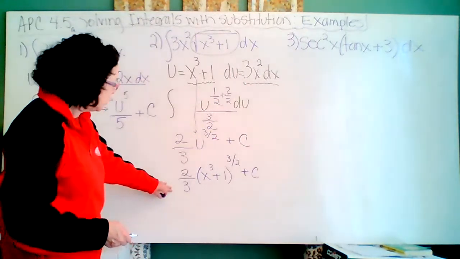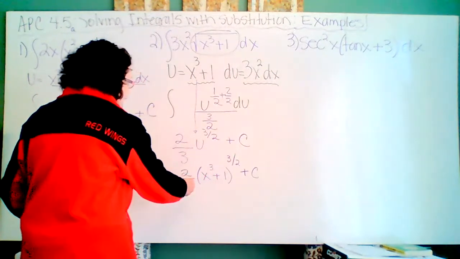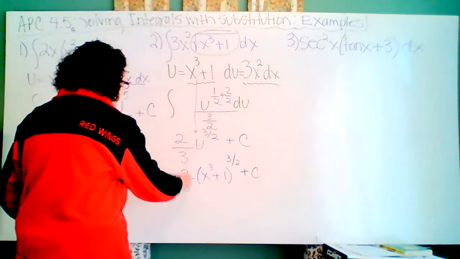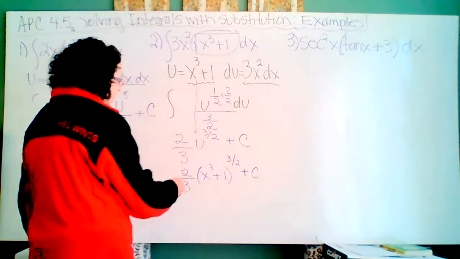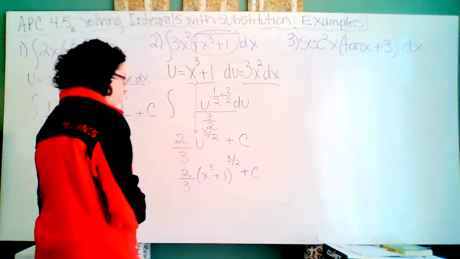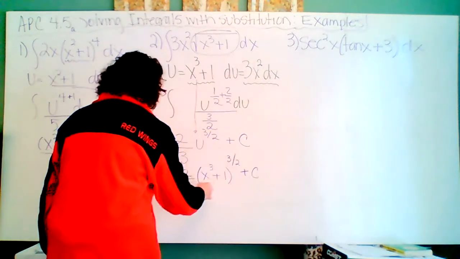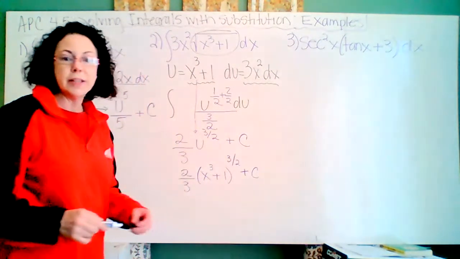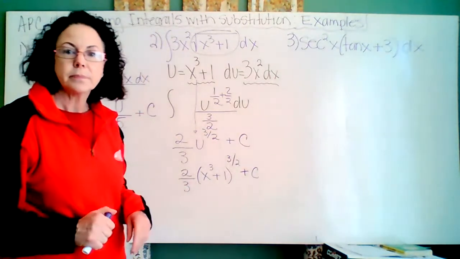Again, how do I know I'm right? If I took the derivative here, I would bring the 3/2 out front and multiply it. It would eliminate the 2/3, right? And I would reduce the exponent by 1. So I would have a 1/2 x cubed plus 1 to the 1/2. Then I would take the derivative of the inside function, which is 3x squared, by the chain rule.